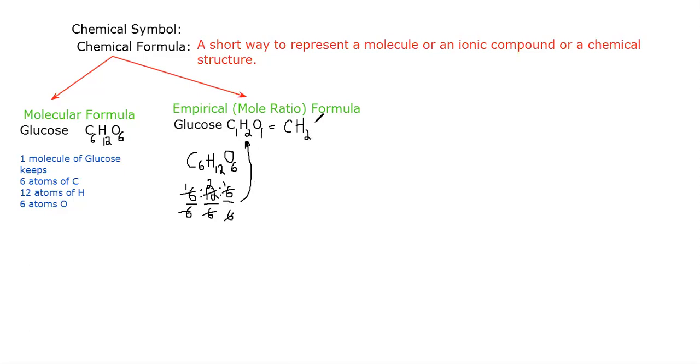That was the basic concept regarding the empirical formula, or mole ratio formula. So this is also one of the chemical formulas, but what does this type of chemical formula represent? This represents the empirical ratio, or mole ratio, or simplest ratio. We will also find out the steps of finding the empirical ratio or empirical formula.